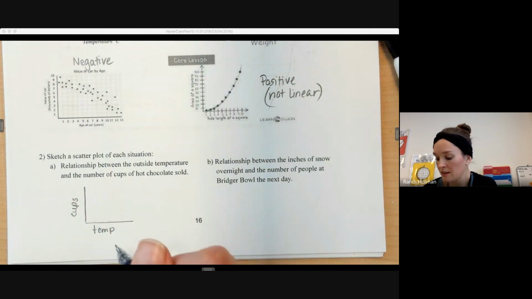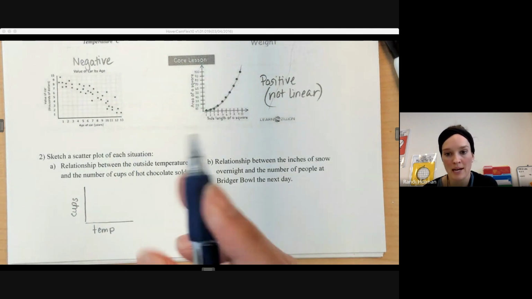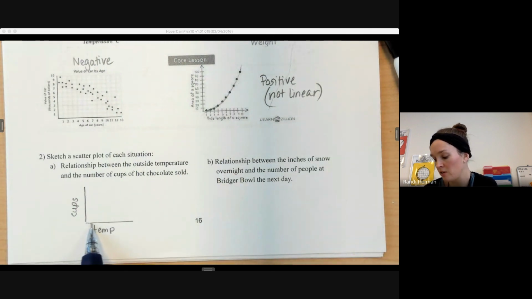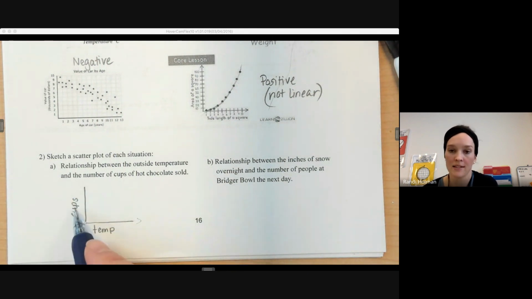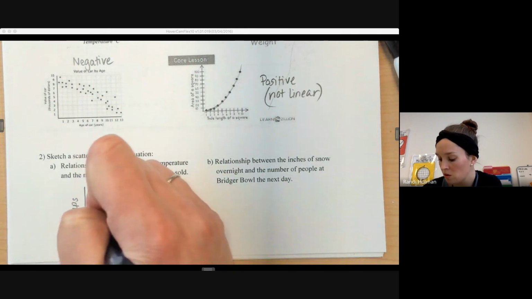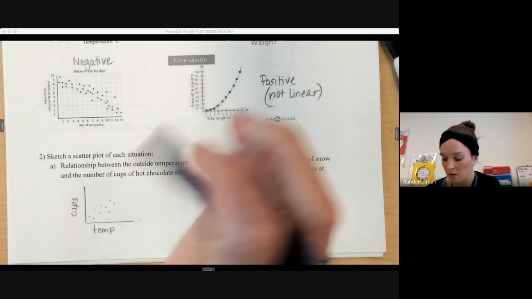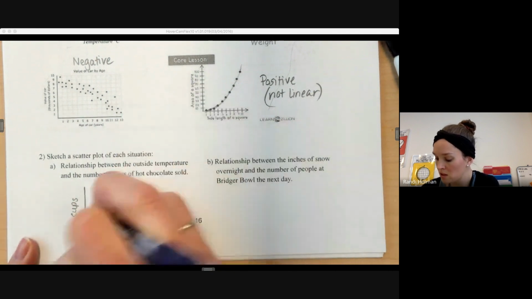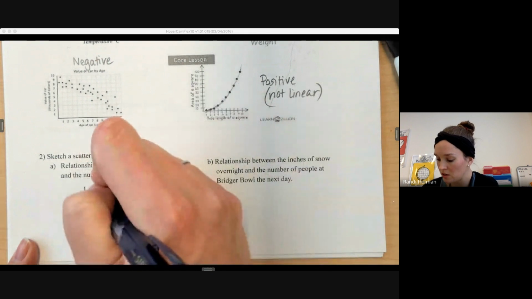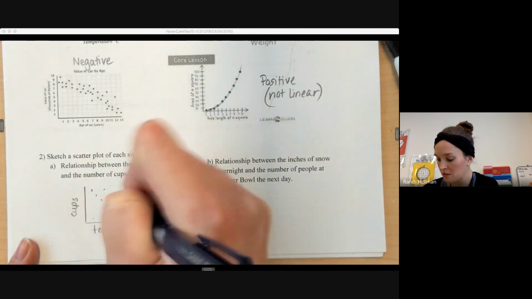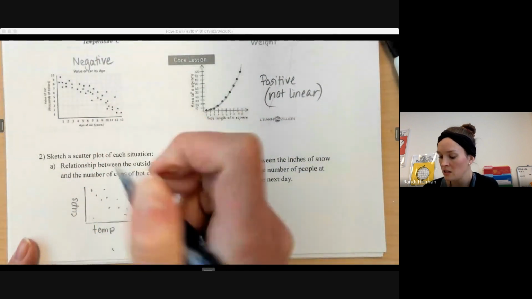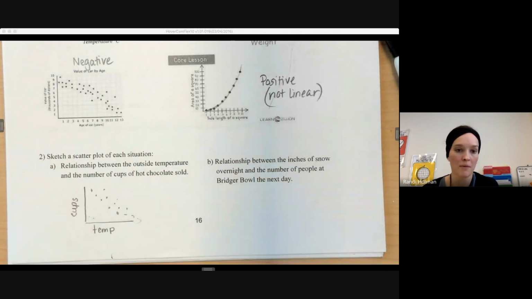So if we're looking at this here, thinking about what might happen as your temperature increases, as it's getting warmer, we're probably going to sell less hot chocolate, right? Generally, that's more of a winter thing when it's colder. Okay, and again, we don't know exactly what this is going to look like. Wow, I'm drawing this backwards. But as your temperature increases, generally our cups of hot chocolate are probably decreasing, right? Most people don't want a cup of hot chocolate when it's 95 degrees outside.